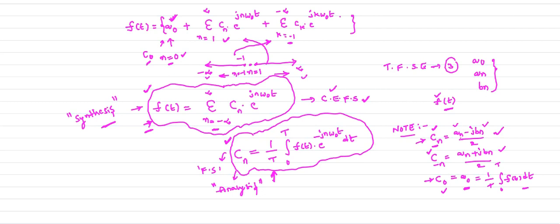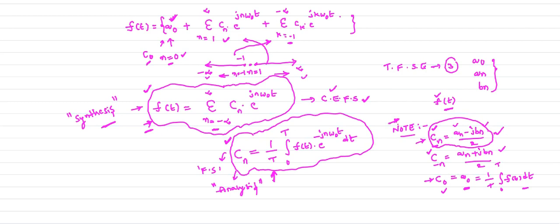Your C0 is nothing but a0, which is the average value. So if they give an and bn, how to calculate Cn? You calculate Cn using this formula. So using this formula, you can easily calculate the complex exponential Fourier series coefficient, which is your Cn. And how to calculate your C0? C0 is nothing but a0. So take this as a note.